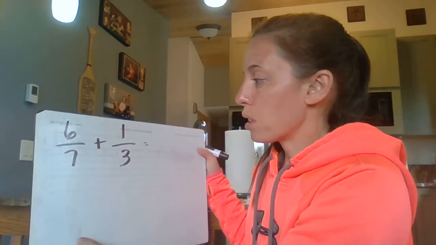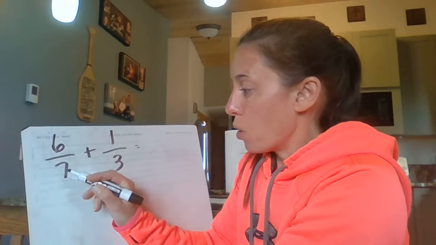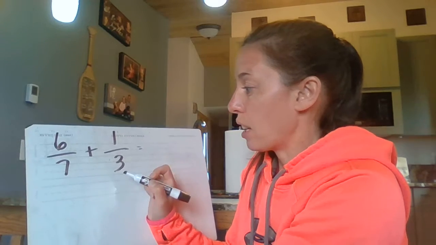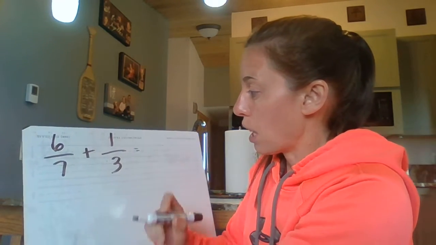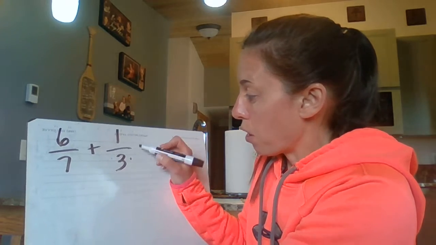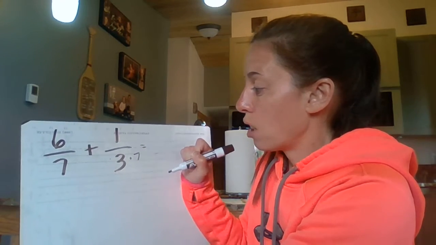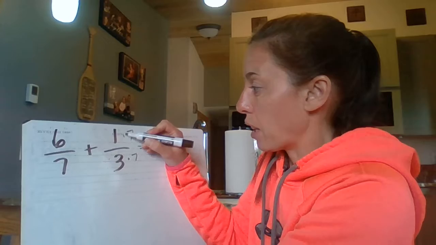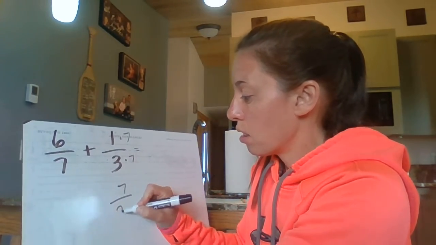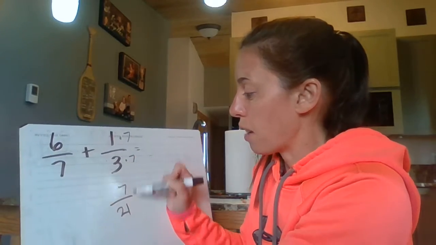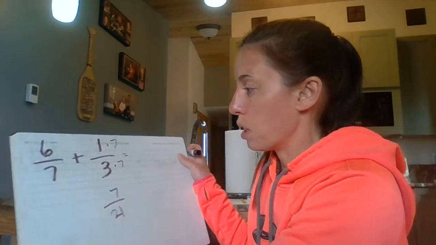So 6/7 plus 1/3. I know that I need a common denominator, and I know that 3 doesn't go into 7, so I'm going to have to do some multiplication here. I'm going to multiply the 3 by 7. Whatever I do to the denominator, I must do to the numerator. Okay, so that one becomes 7 over 21. 1 times 7 is 7, 3 times 7 is 21.